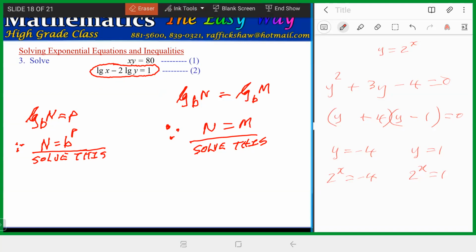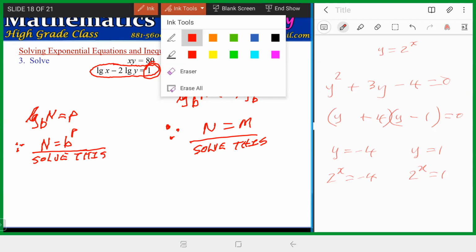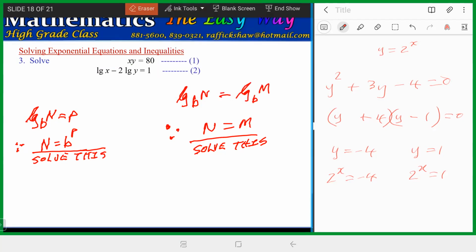Actually, the more convenient approach is the left one, because I only have logs on the left side of the equation right now, not on the right. So all I need to do is consolidate the left side, using the laws of logs, and then we can use that.